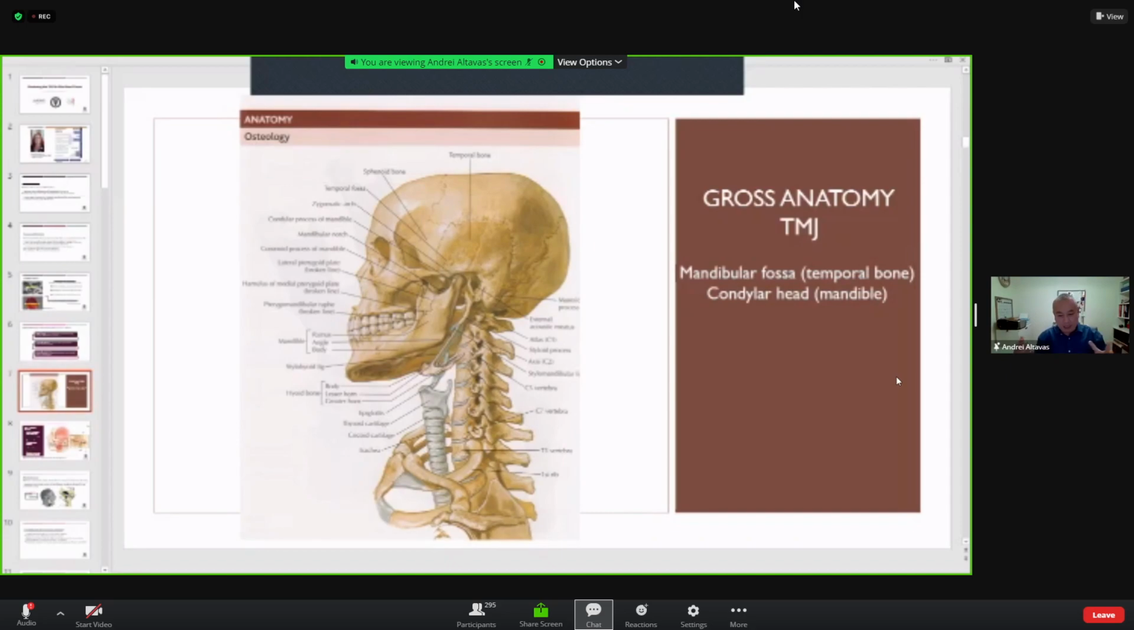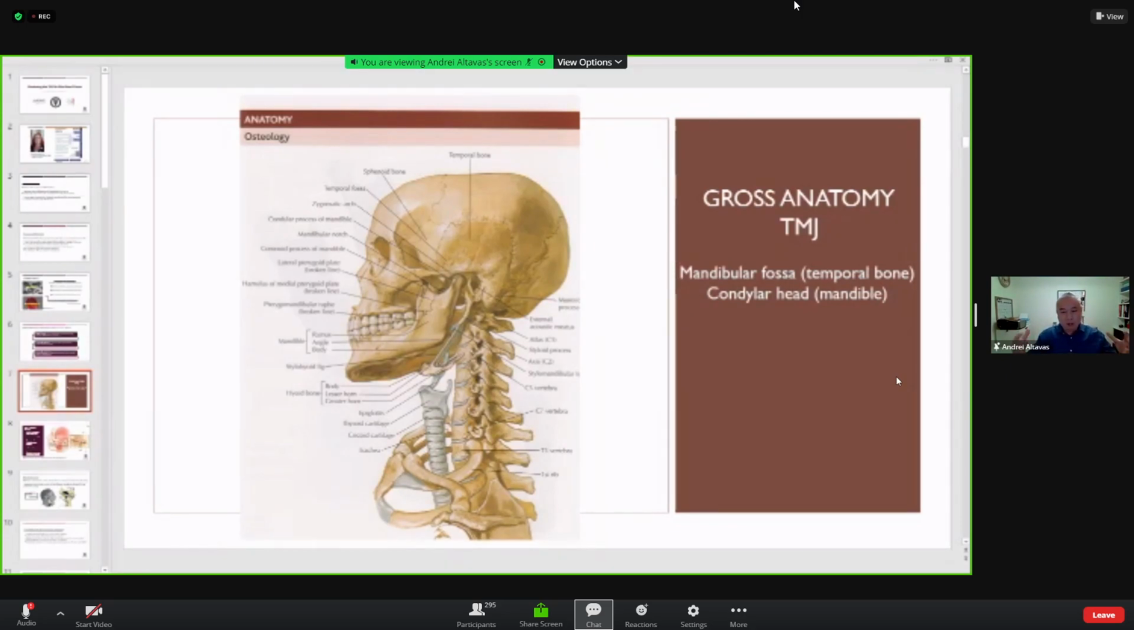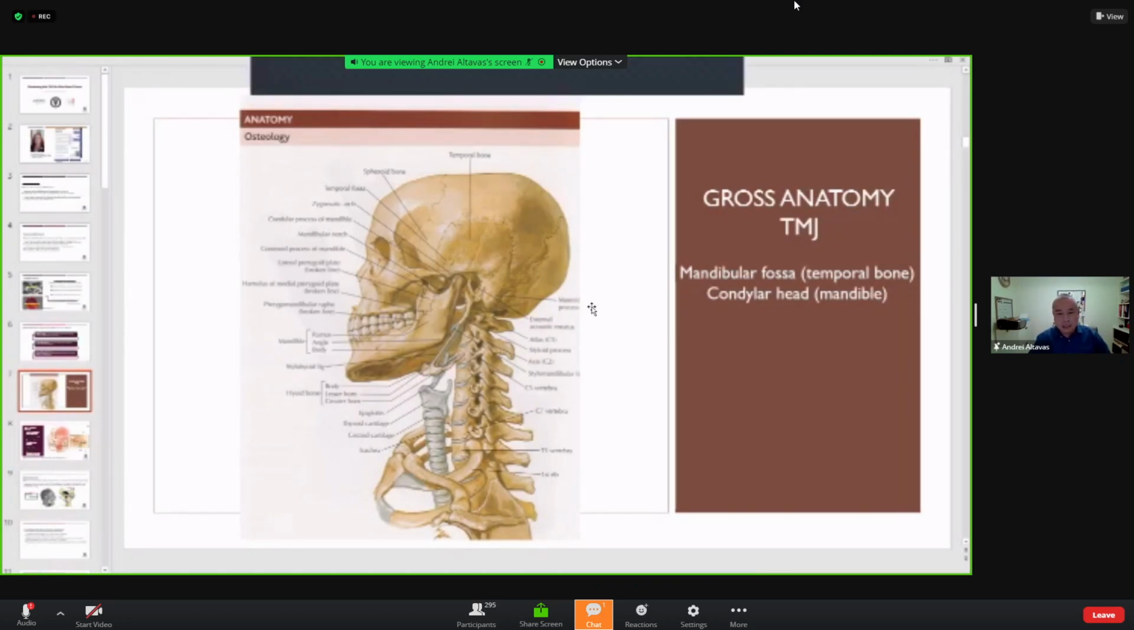Whether it's a problem on its own or a problem as a whole. So again, I wouldn't just go through all of these structures, but we want to look at the articulating surfaces. What is the joint composed of? Your TMJ is composed of the mandibular fossa of the temporal bone, which articulates with the condylar head of the mandible. If you look at our model here, that's your temporal bone, the mandible, and the articulation. That is your TMJ.